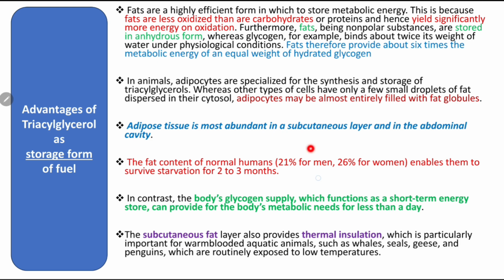About 21% body fat is normal for men and 26% for women. It enables us to survive starvation for about 2 to 3 months, whereas glycogen stores of the liver get depleted in about 24 hours. Subcutaneous fat also provides thermal insulation, which is important for warm blooded animals like humans and also animals like whales, seals, geese, etc., who are routinely exposed to lower temperatures.